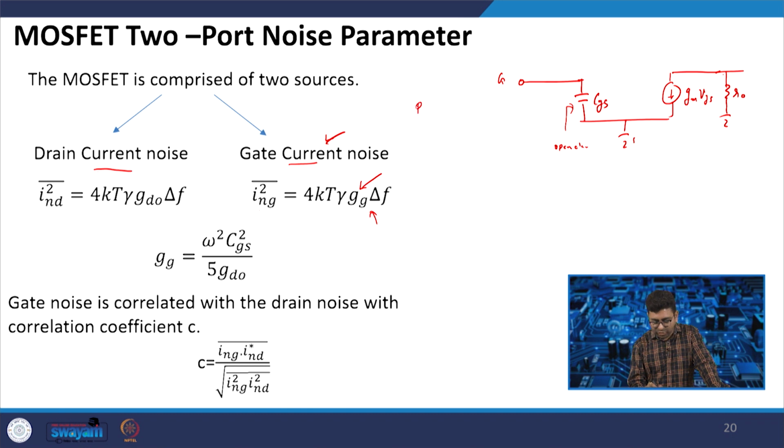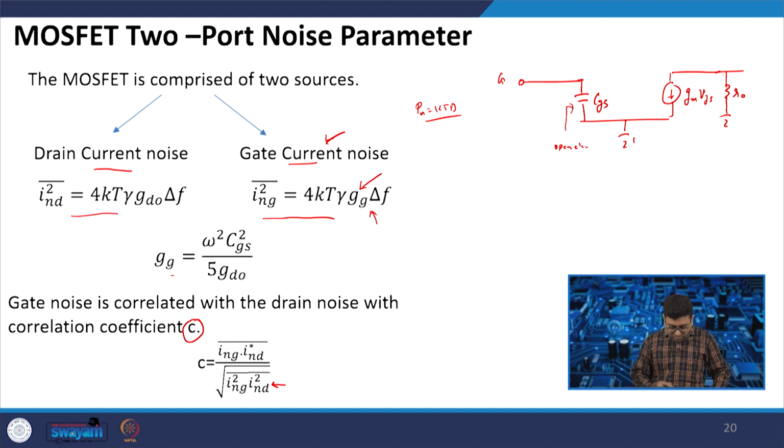We have defined the noise power as kTB, and we need to consider the bandwidth. Similarly, for the drain current Ind, the mean square noise current is given by 4 kT gamma Gd0 into delta f. So, this is for the gate and this is for the drain. Here Gg is given by omega square Cgs square by 5 Gd0. The gate noise is correlated with the drain noise with a correlation coefficient c, that is Ing into Ind conjugate divided by the square root of Ing square into Ind square, mean squares.